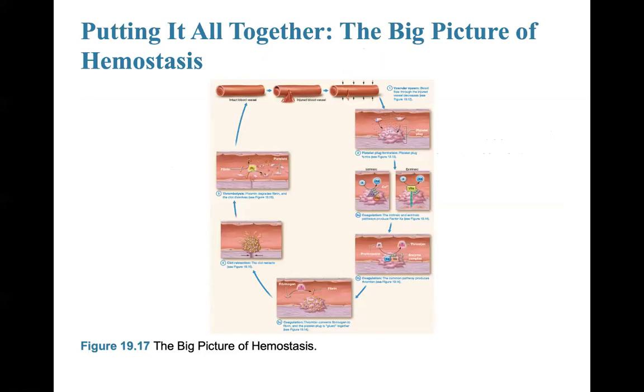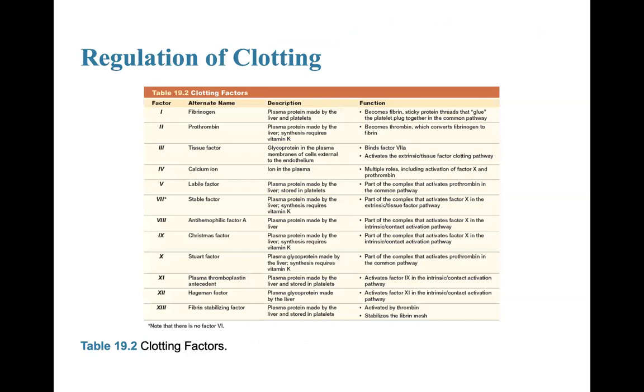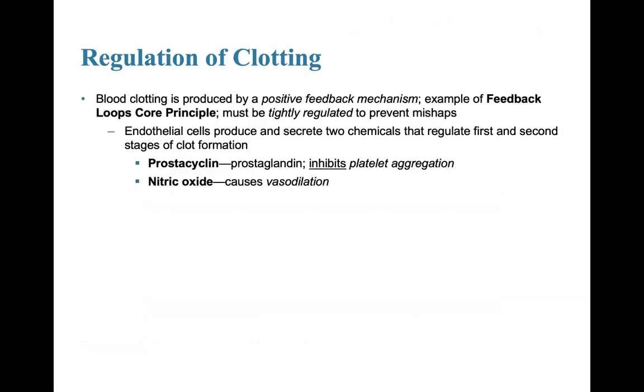Here's the overall picture of all the different events that occur for hemostasis. And these are all the clotting factors that exist. You do not need to know all these factors. These are just the factors that are identified. And again, most of these are actually synthesized by the liver. It is worth looking at their functions just so you can appreciate what all these factors are actually responsible for.